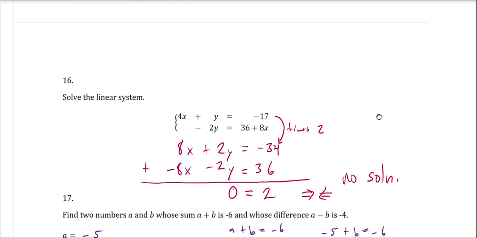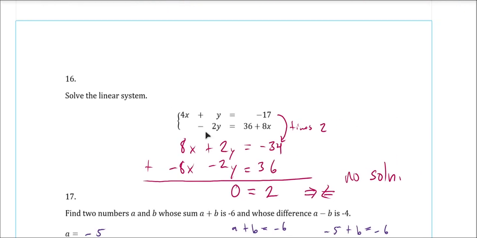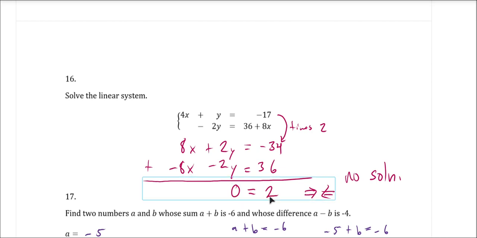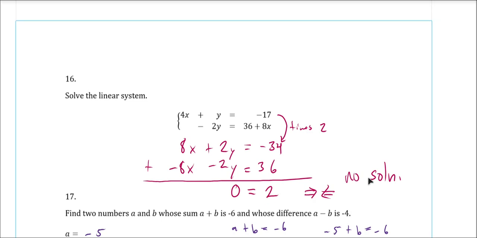The same thing happens in this one. Let's rearrange things a little bit, and then multiplying by a constant, we can see that we actually have complete cancellation of both variables on the left-hand side, but incomplete cancellation to just a 2 on the right-hand side. 0 is not equal to 2, and so this is an inconsistent equation with no solution.